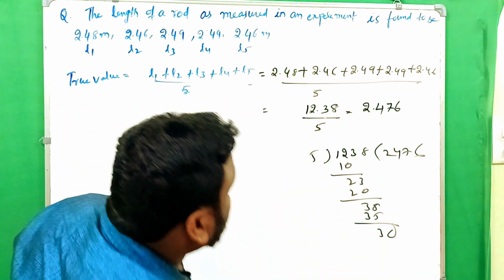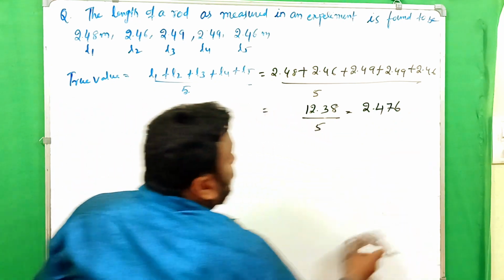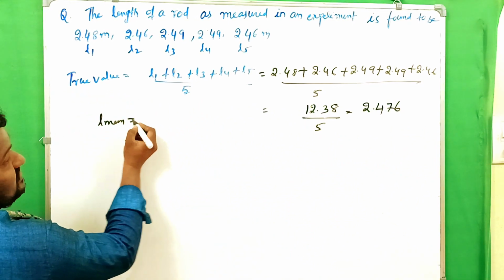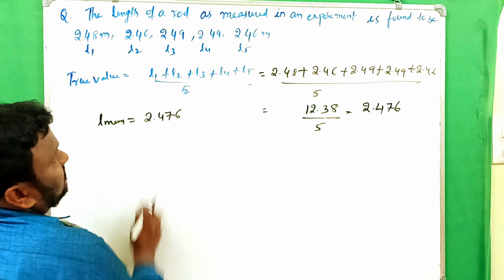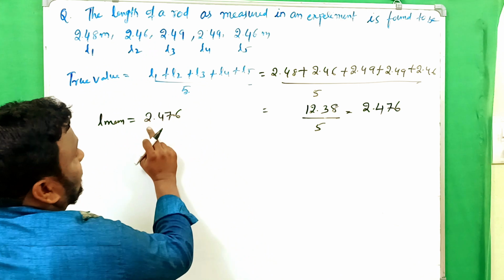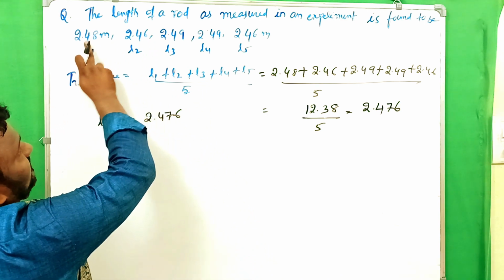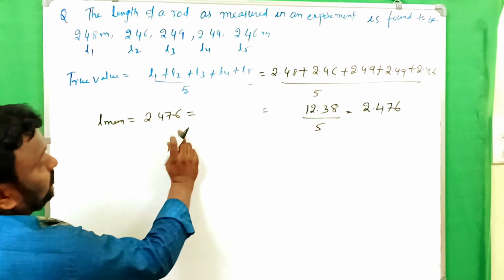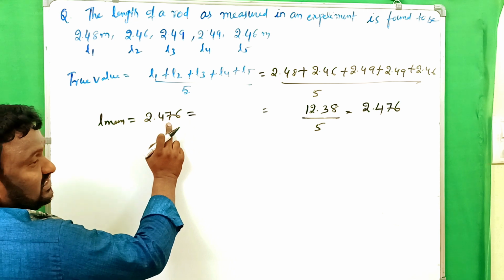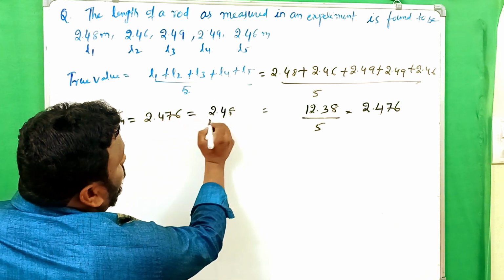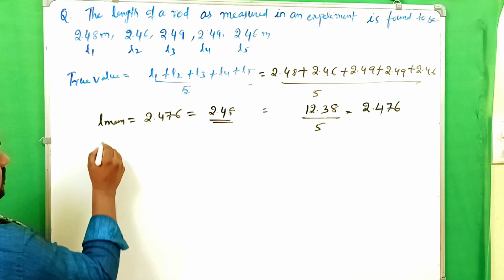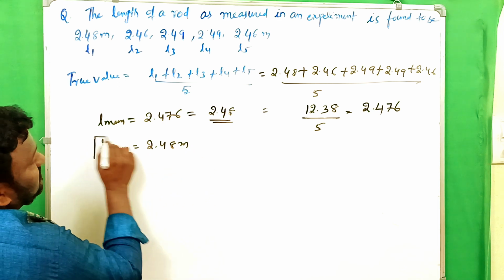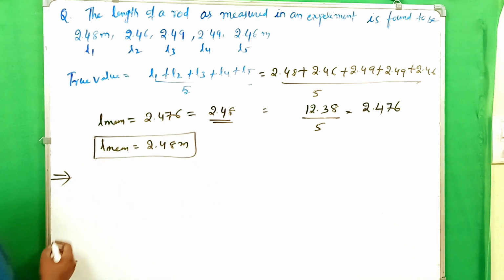So here 2.476 is the true value. That is what I have to call L mean. L mean is equal to 2.476. So you can observe all the given values and note this value. How many decimal places are there in each one? 2 decimal places. Now how many? 3 decimal places. That's why it is going to be rounded off. 6 is greater than 5, so the preceding number is increased by 1. So that is 2.48. The L mean value is 2.48 meters. Now we have to find the absolute error of each one.